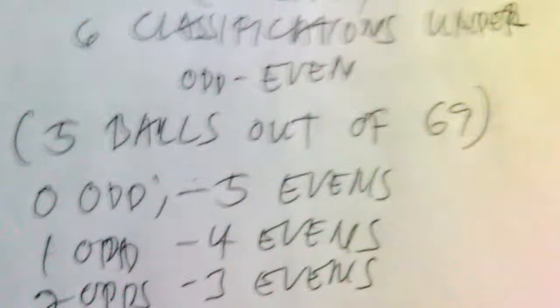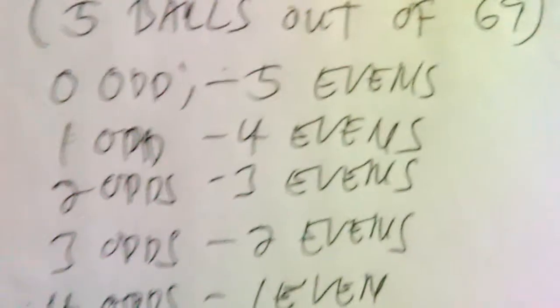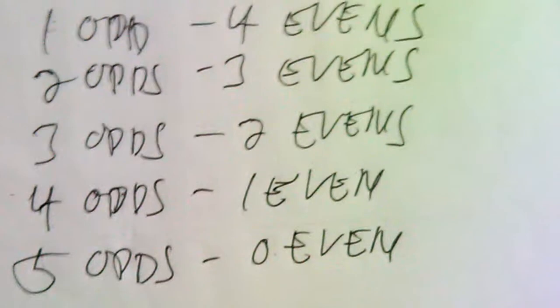Okay, we have the five. We are referring to the five balls out of 69 balls. We have zero odd, five evens; one odd, four evens; 3 odds, 2 evens; 4 odds, 1 even; and 5 odds, 0 even. Under the low middle top indicator, also for the 5 balls out of the 69 balls, we have 20 classifications.